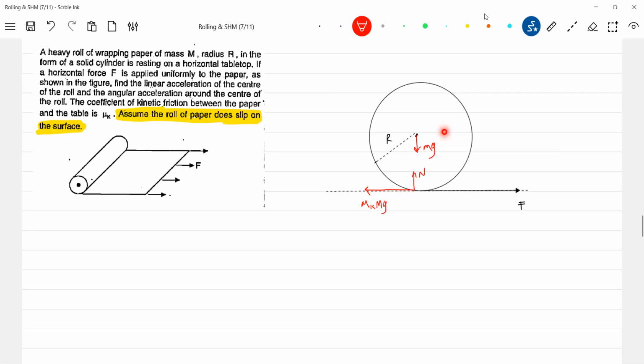So the center of mass will accelerate, and it will have angular acceleration alpha c.